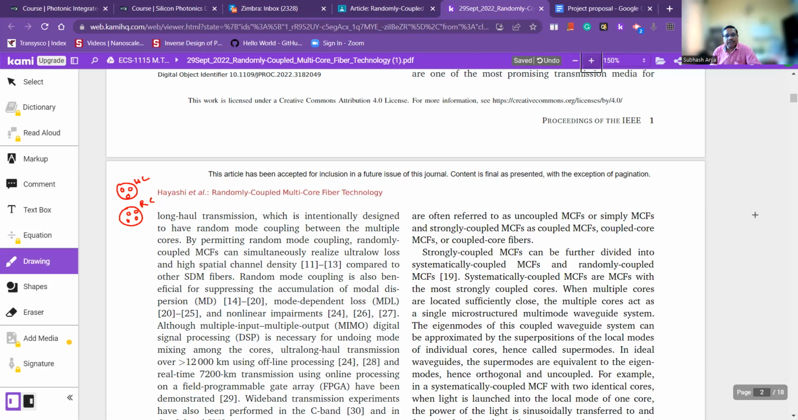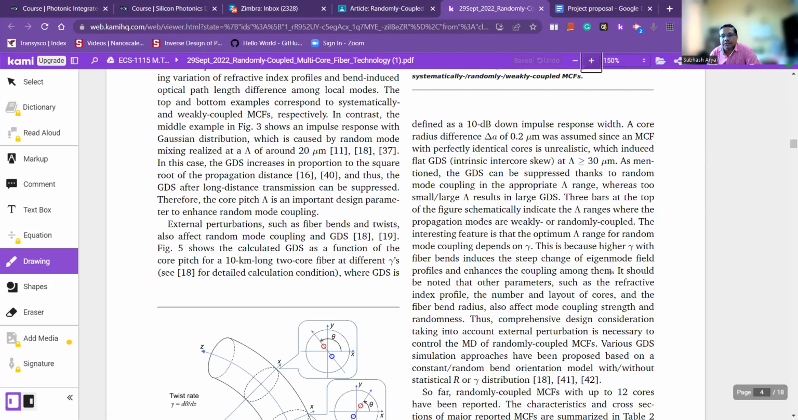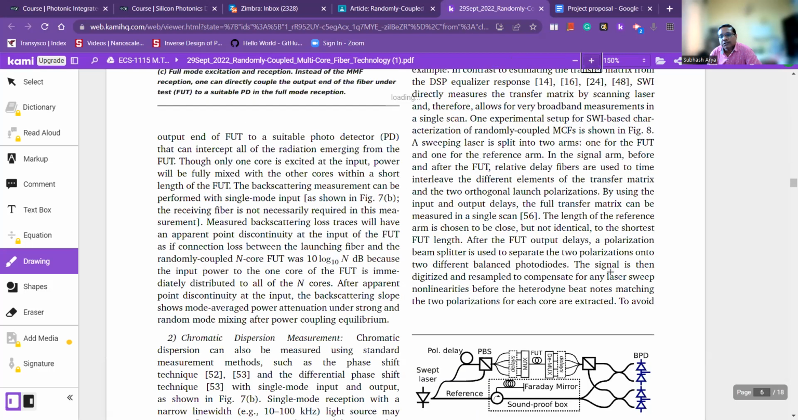So let us see what is this weakly coupled, WC, and RC, that is randomly coupled, which is intentionally designed to have random mode coupling between the multiple cores. So mode coupling is random in nature. By permitting random mode coupling, randomly coupled multicore fiber can simultaneously realize ultra-low loss and high spatial channel density. References 11 to 13, meaning reference number 11, 12, and 13, these three papers have already worked on randomly coupled fibers. So it is not fixed, there is a random coupled idea. For the time being, let us see what those papers are.